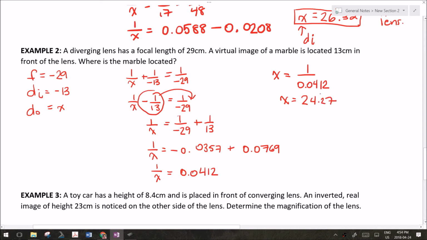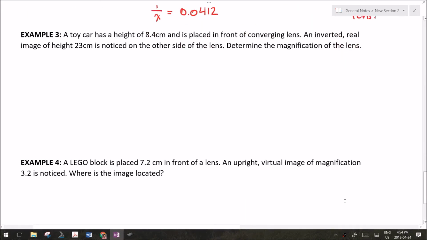So if I were to interpret this, again, x in this case represents the distance of my object, and my distance is positive, so I could just say that therefore the marble is located 24.27 centimeters from the lens. And that's example 2 complete. Moving on to example 3.